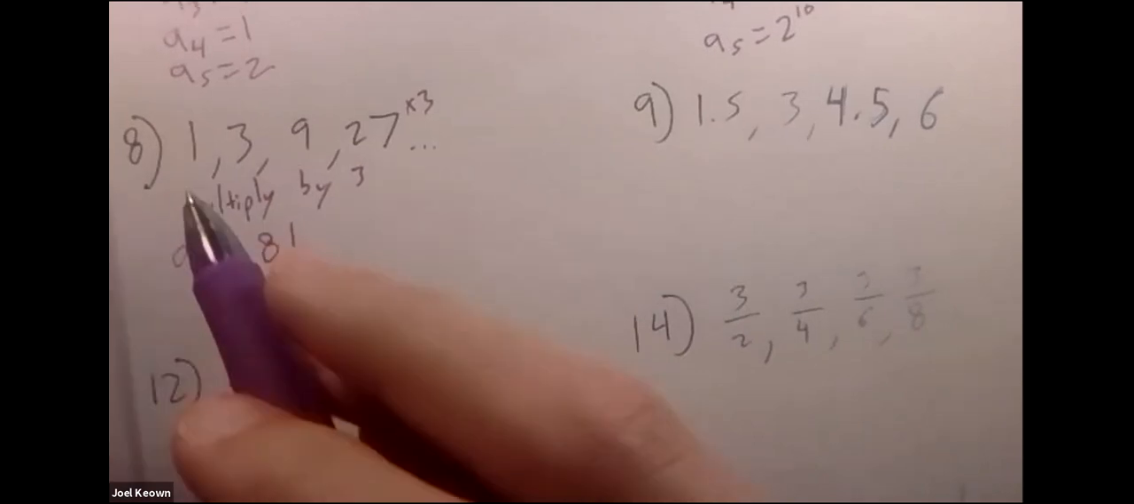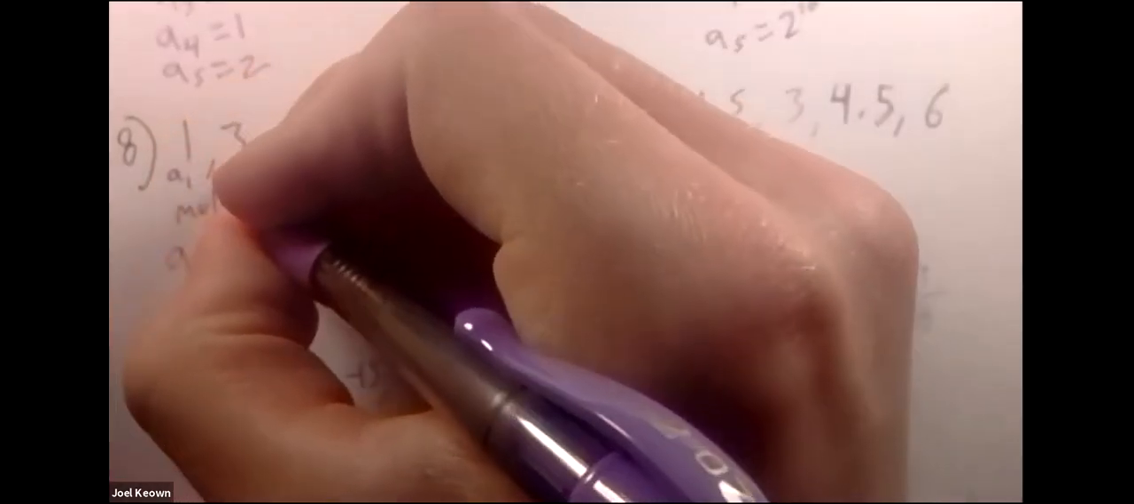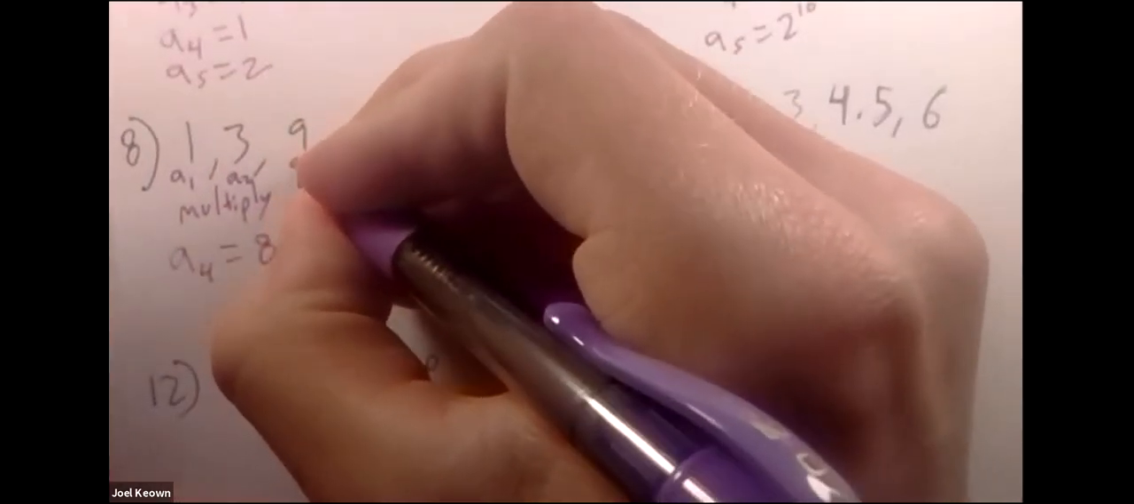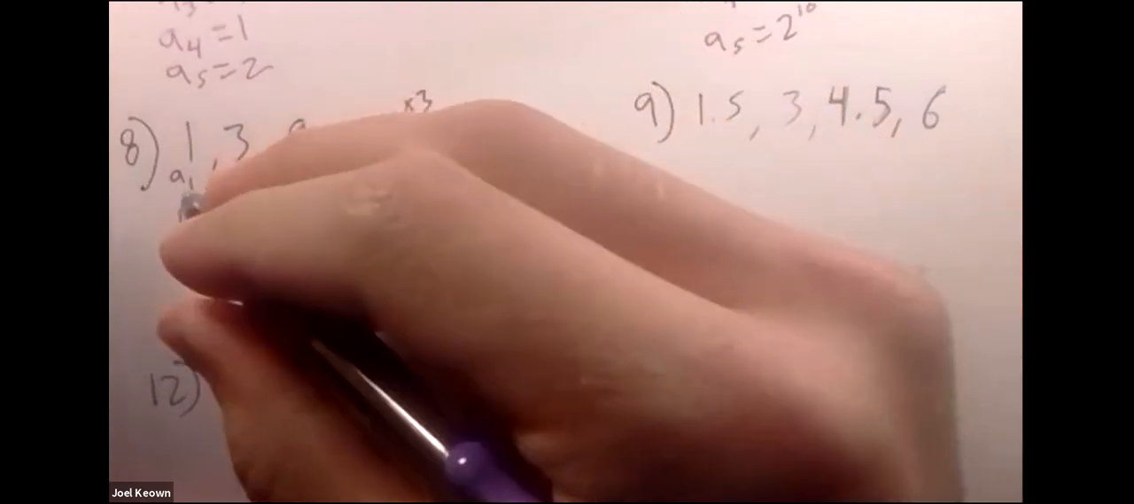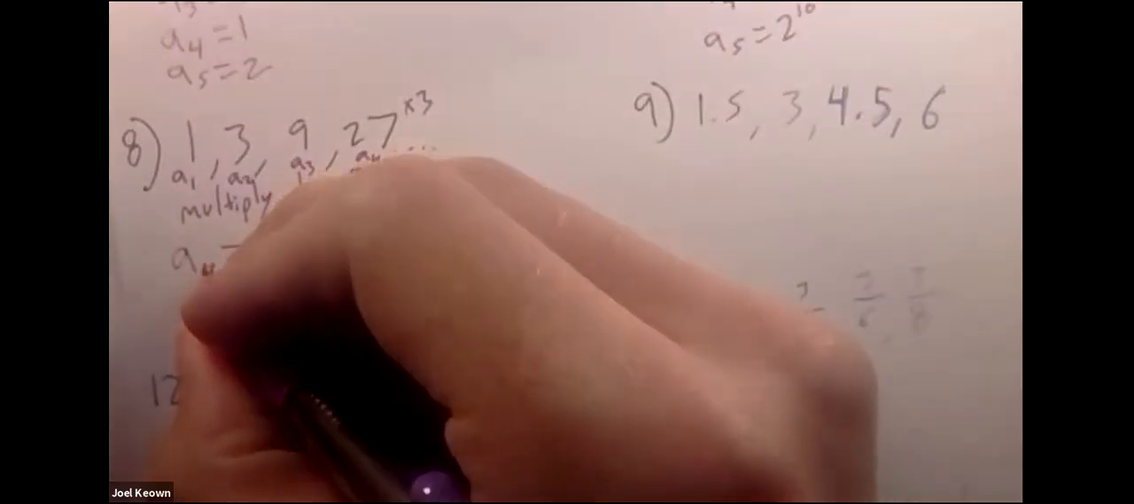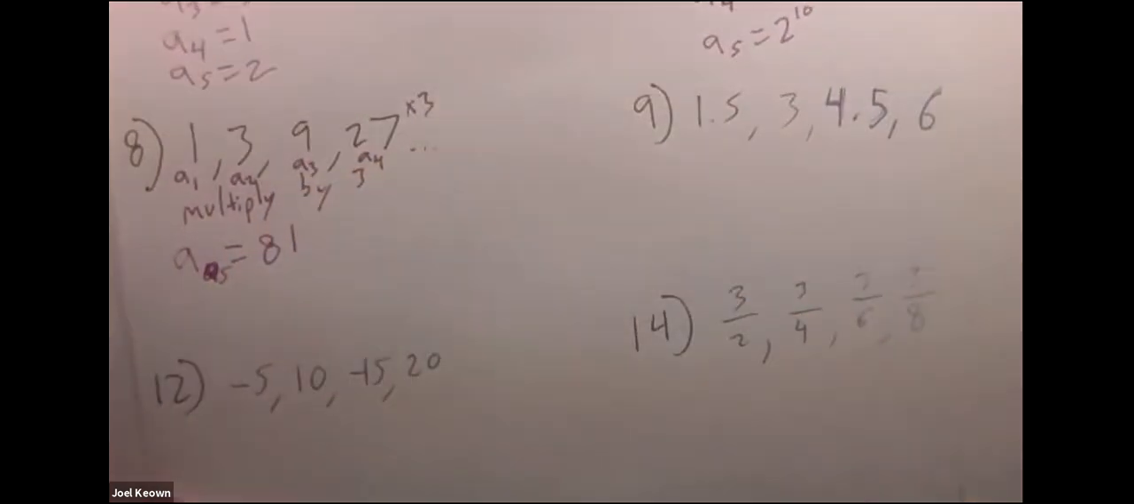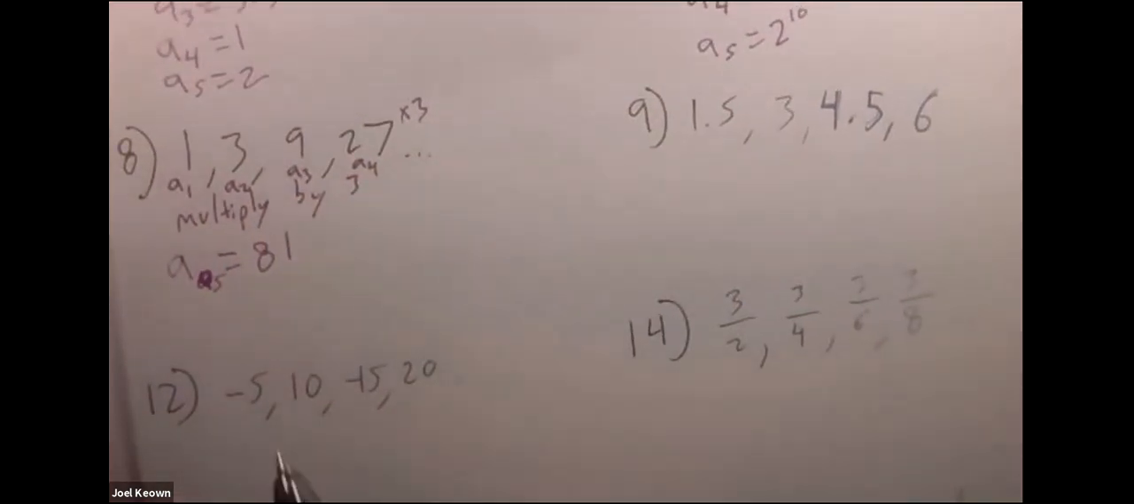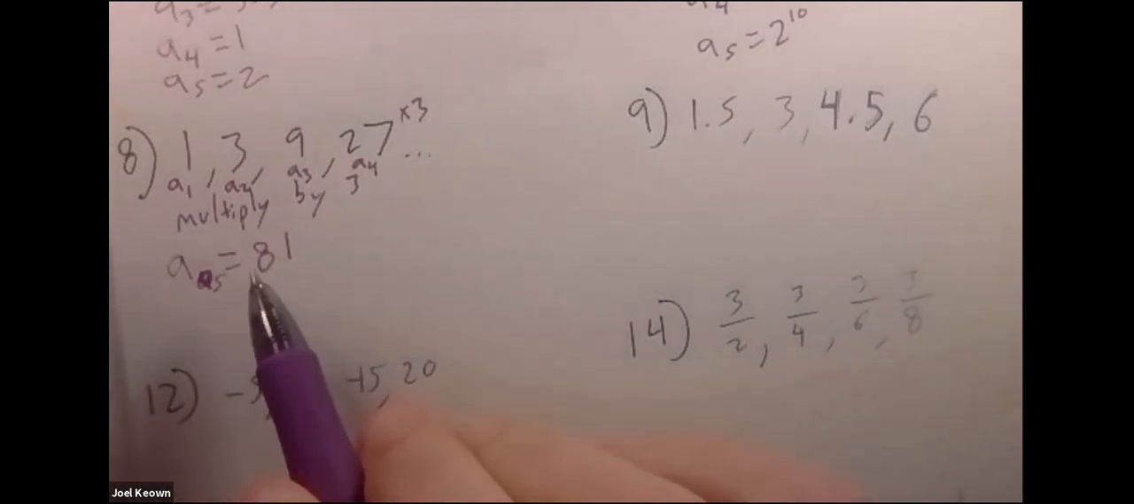Well, let's think about this. This is a sub 1, a sub 2, a sub 3. This is a sub 4. The next term's a sub 5. See, I messed that up. There we go. A sub 5. Can you count? All right. So a sub 5 is 81.